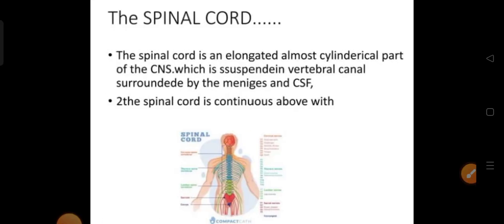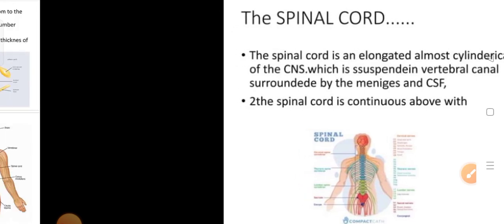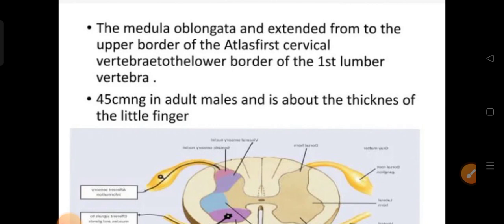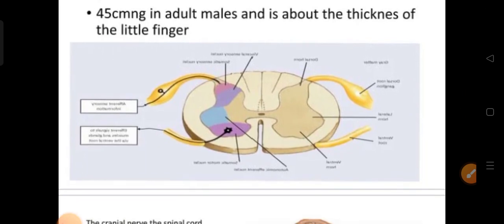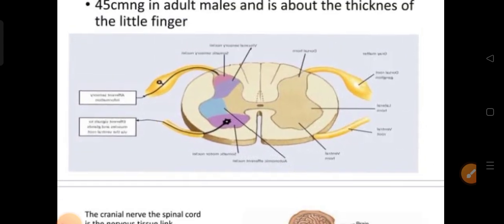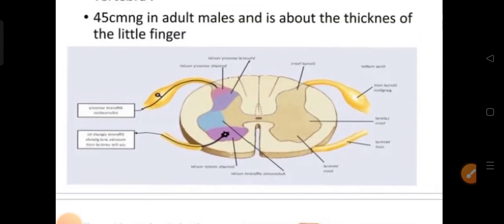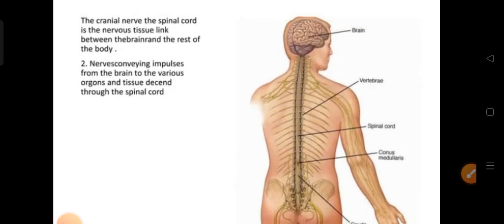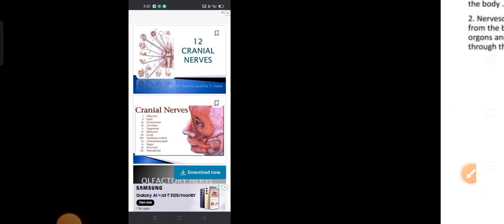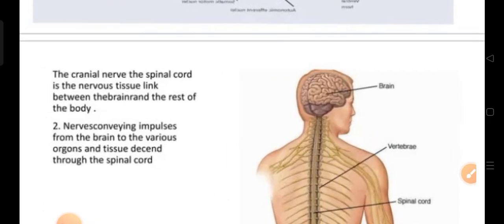The spinal cord is an elongated, almost cylindrical part of the CNS, the central nervous system, suspended in the vertebral column and surrounded by the meninges and cerebrospinal fluid. Second, the spinal cord is continuous above. 45 centimeters in males, 43 centimeters in females. The thickness is about that of a little finger. So till now I have shown the content, a brief description of the spinal cord. It is very important in the unit of the nervous system.